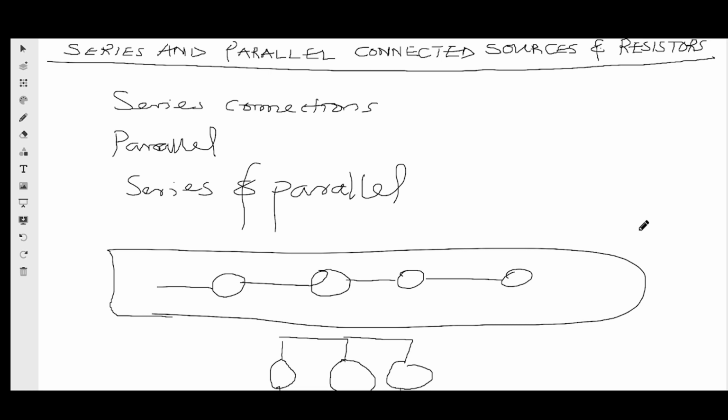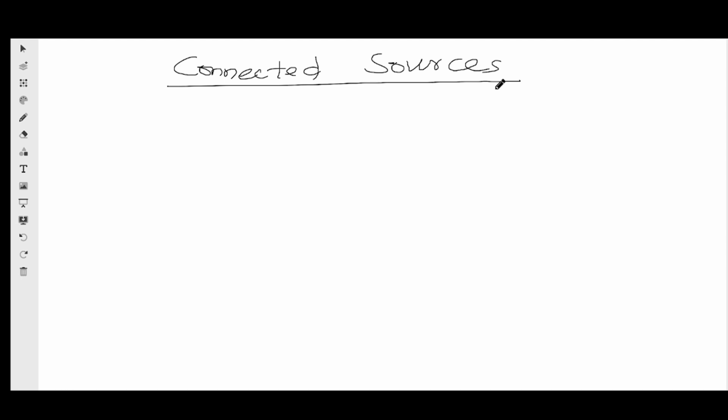So to start with, I will go with the series and parallel connected sources. Where we have connected sources, that is sources that are connected whether in series or in parallel. So let's look at voltage sources connected in series. So I'll draw three voltage sources connected in series.